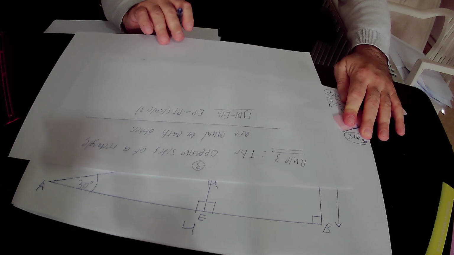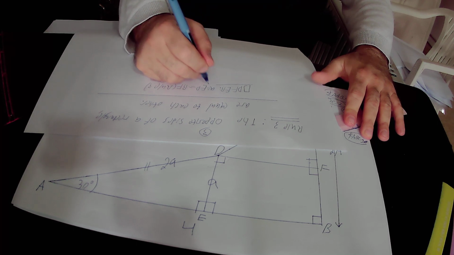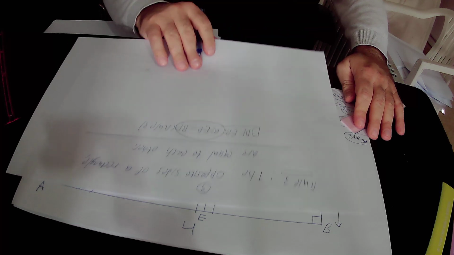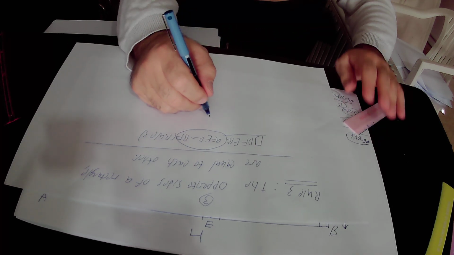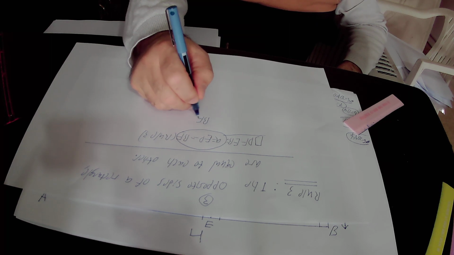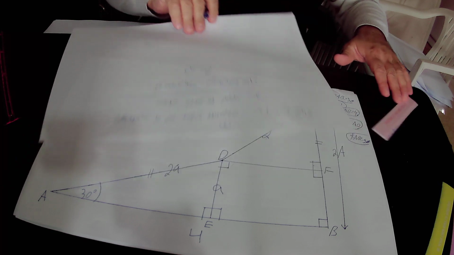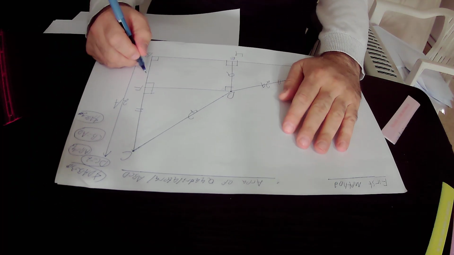But ED equals A according to our definition. So from this equation, we will derive that BF also equals A. So we can write here that BF equals A.